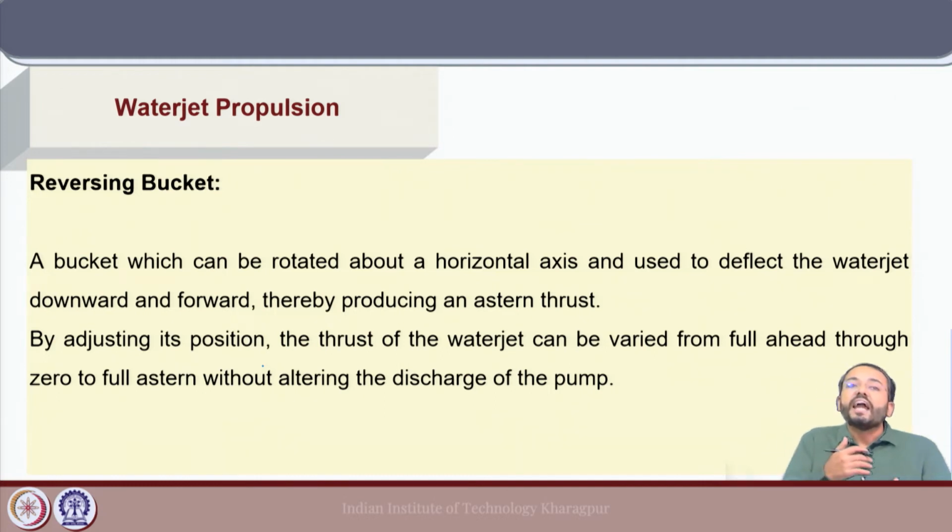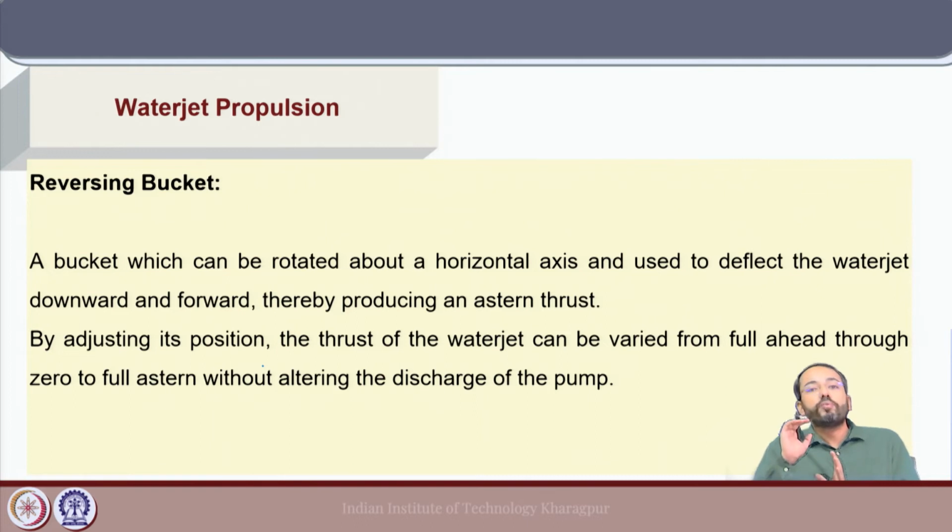Now, by adjusting the position of this reversing bucket, the water jet can be varied from full ahead through 0 to full astern without altering the discharge of the pump. This is a very important feature of a water jet propulsion system.